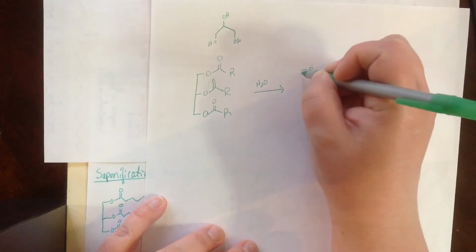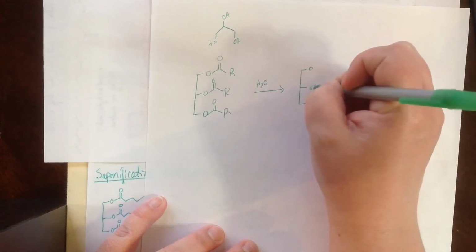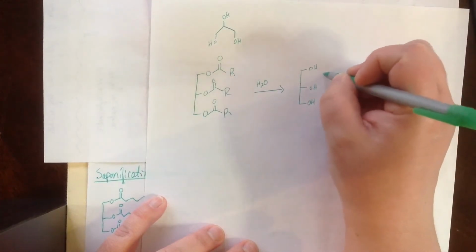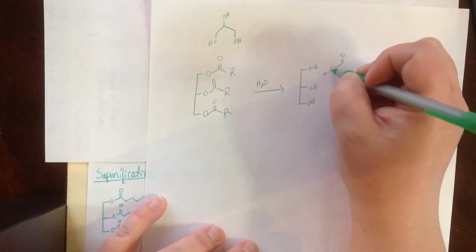We can say that we have OH, OH, and OH. And remember, it's going to make carboxylic acids.